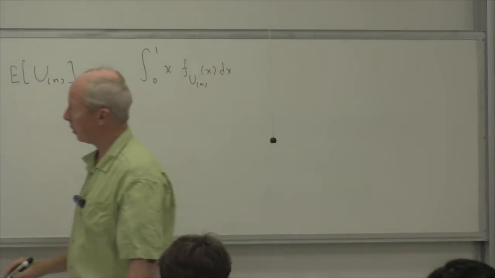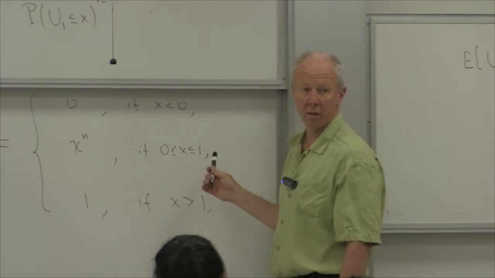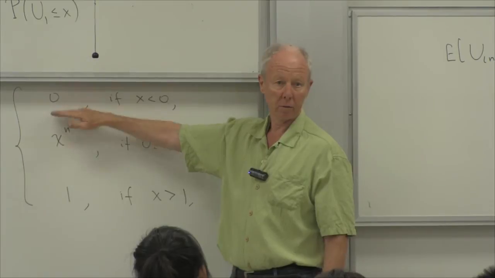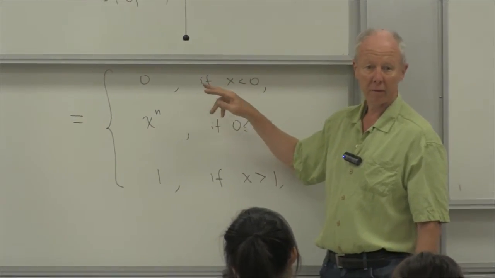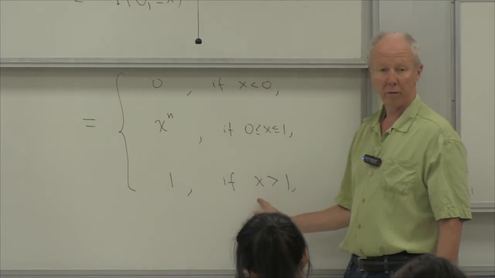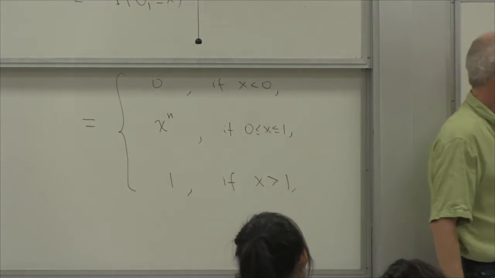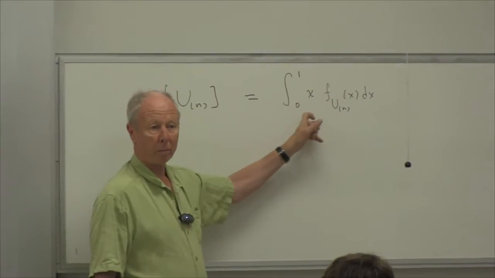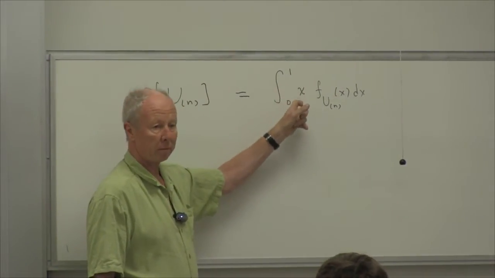Why? What's the density? Here's the CDF. The density is the derivative of this. What's the derivative of the constant function? 0. What's the derivative of this constant function? 0. So the PDF is 0 for values of x less than 0 and for values of x bigger than 1. You should have here the integral from minus infinity to infinity, x times the density of U_n. But the density vanishes off the unit interval, so I only have to go from 0 to 1.